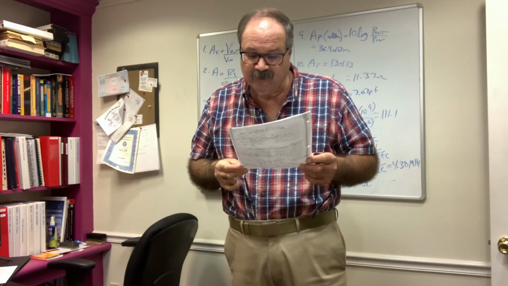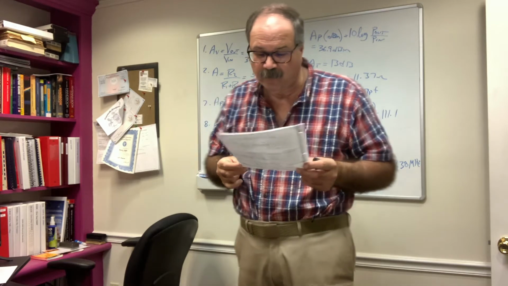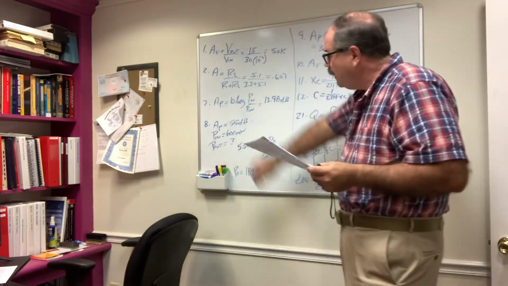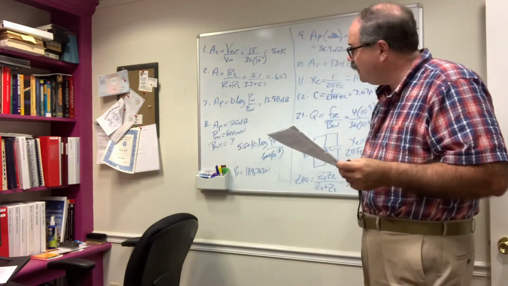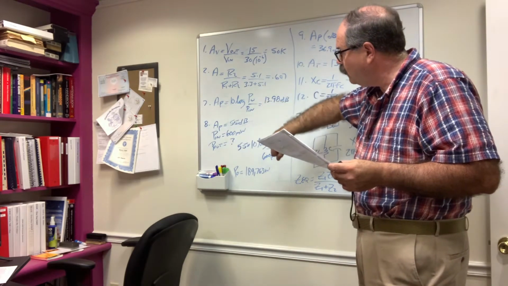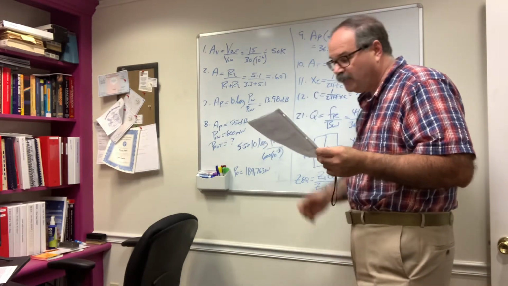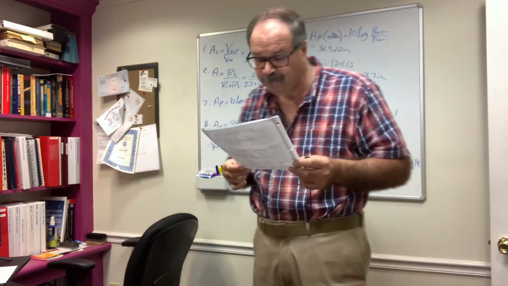Question 7. A power amplifier has an output of 200 watts and an input of 8 watts. What is the power gain in dB? Power gain, A sub P, is equal to 10 times the log of the ratio of the powers, P out divided by P in. We plug the numbers in. Overall gain is going to be 13.98 dB.